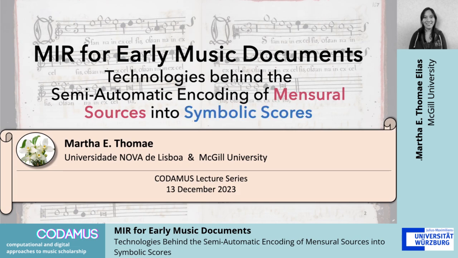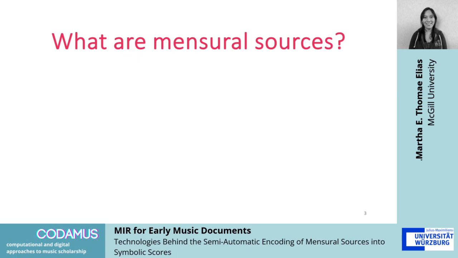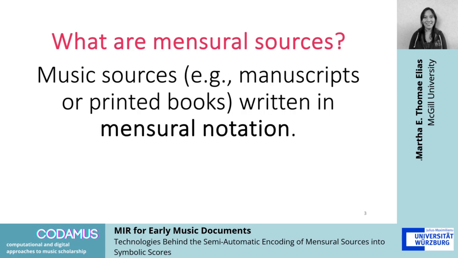First, I want to clarify what mensural sources are, what symbolic scores are, and why we want to obtain the symbolic scores from these particular sources. So going into the first question, what are mensural sources? These are music sources, either manuscripts or printed books, written in mensural notation.